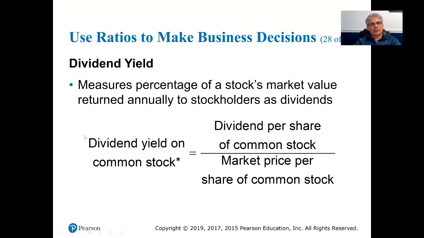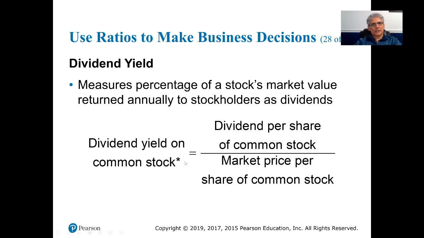And then the next ratio, dividend yield. This measures the percentage of a stock's market value returned annually to stockholders as dividends. In this case, we're looking for companies that generate a high dividend yield if we want to have dividends paid to us. If we're looking for steady income, when we retire, as an example, we're looking for investments that are going to generate a steady stream of payments. So we're looking for companies that pay out a good amount of dividends. That helps us with our cash flow.